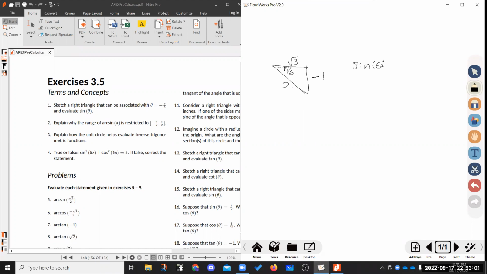So theta was that negative pi over 6. Sine is opposite over hypotenuse. Explain why the arcsine is restricted. This is going to take a little bit of an explanation.